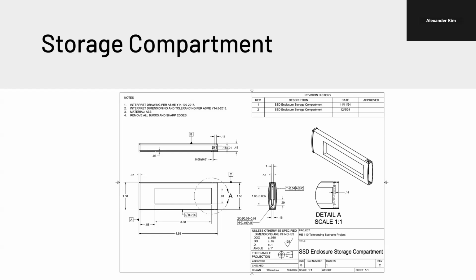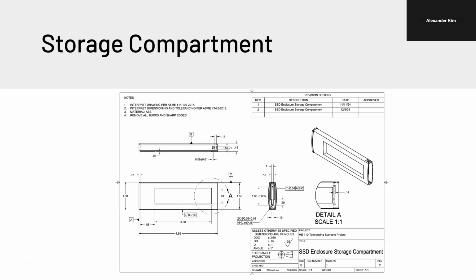Therefore, we set datums A, B, and C accordingly and applied the following. For the bottom surface/wall of the enclosure, we applied parallelism with respect to the C datum with a tolerance of 0.01 inches. This ensures that the enclosure will be parallel with the inside of the outer shell as well, and will not lead to any clearance issues or binding when trying to slide it in.